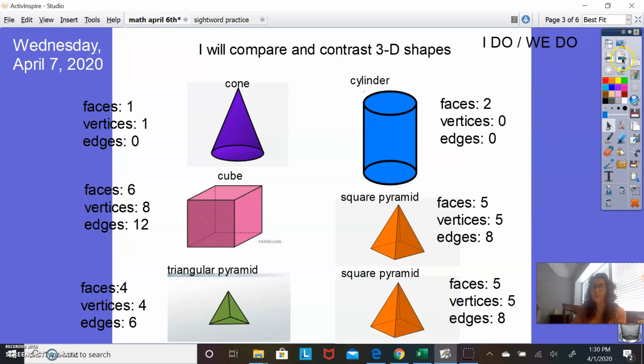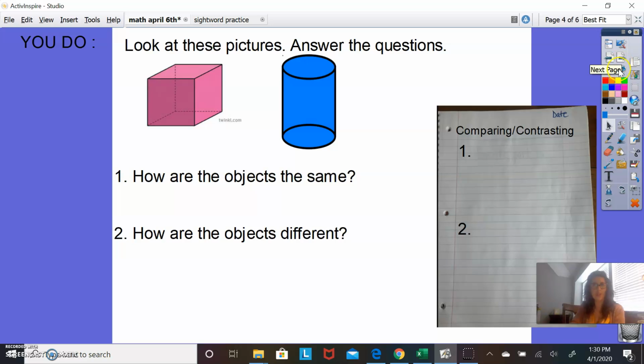I now want to move on to your activity and assignment for today. You are going to open up your journal and you're going to write the date. You can write compare, contrast at the top, and then you're going to have a number 1 and number 2. You are going to read it with me. Look at these pictures, answer the questions. So you're going to look at the cube and the cylinder. For number 1, how are the objects the same? You'll write for me here how they're the same. Number 2, you will write for me how are the objects different.